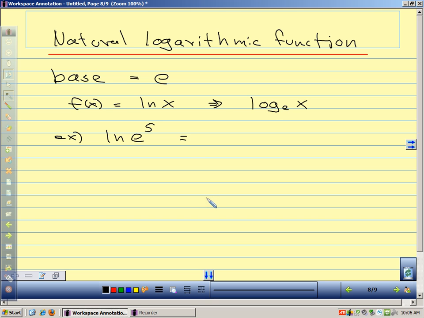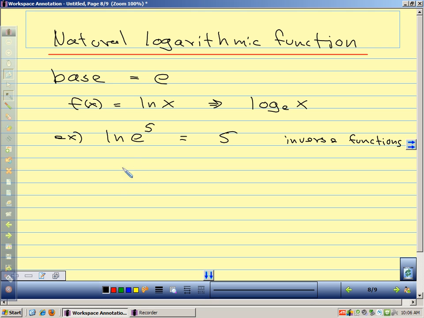Natural log of e to the fifth. Can anybody tell me what that's going to be? Natural log is log to the base e. So what power do I have to raise e to, to get e to the fifth? 5. The natural log of e to the fifth is 5. And remember that these are inverse functions. The natural log and the exponential function are inverse functions. They undo each other.